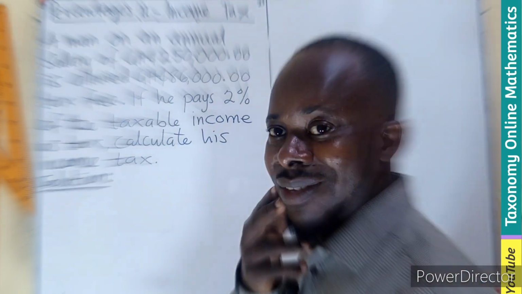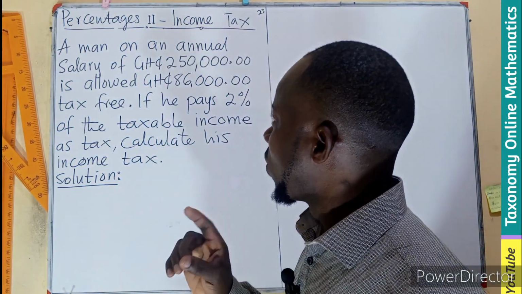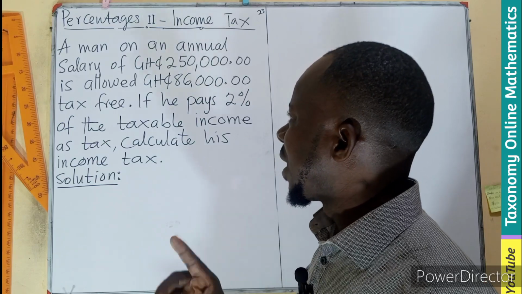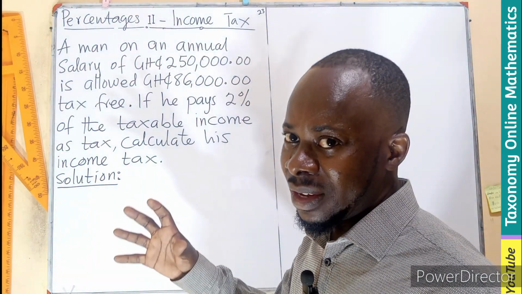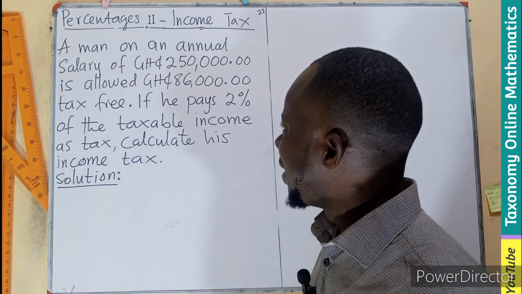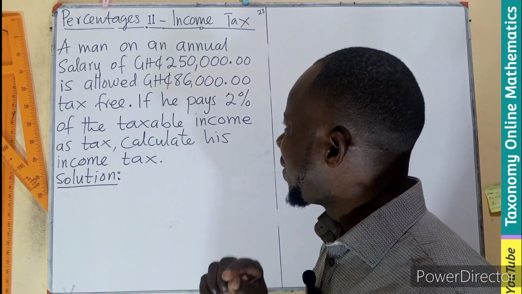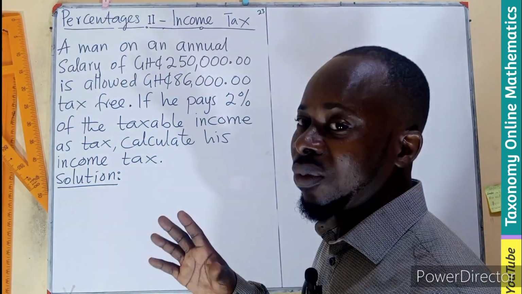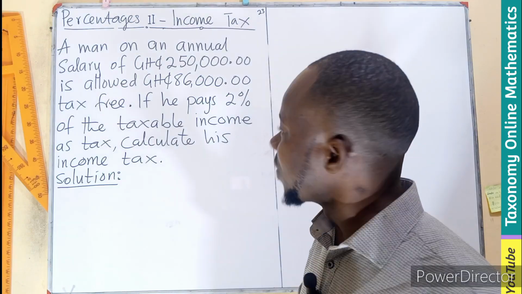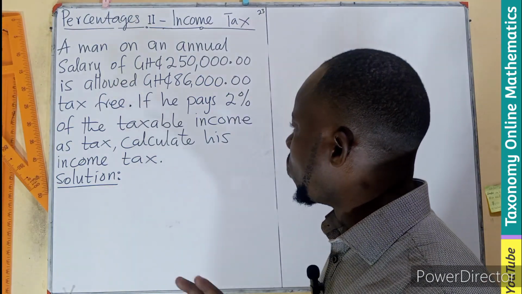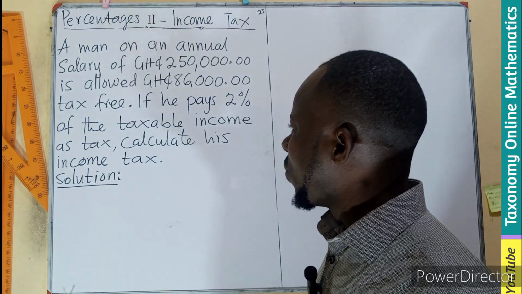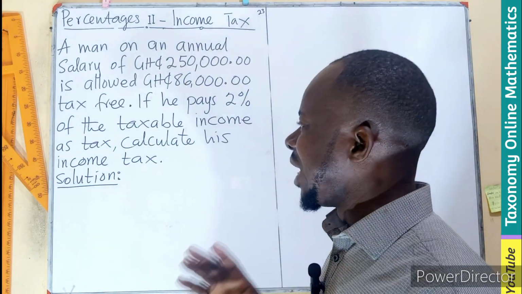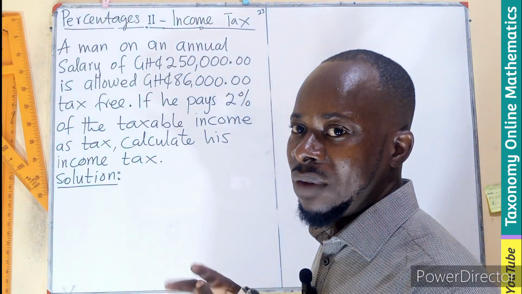Okay, so let's look at this simple one. A man on an annual salary of 250,000, that is yearly, the whole year, Ghana cedis, is allowed 86,000 tax-free. That's the tax allowance. So if he pays 2% of the taxable income as tax, we have to calculate his what? Income tax. You are looking for the tax.